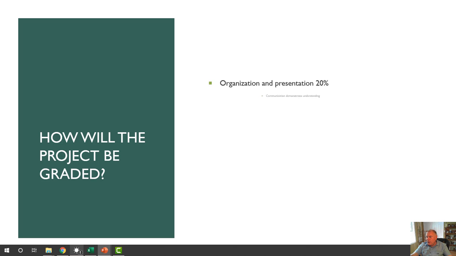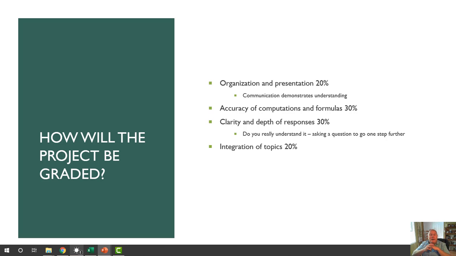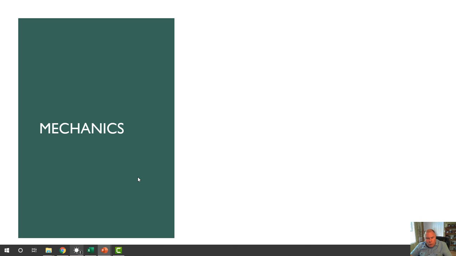How will the project be graded? It's going to be graded by organization and presentation, 20%. Communication demonstrates understanding. If you can't communicate it effectively, then I may not understand. Accuracy of computations and formulas. Check your work. Clarity and depth of responses. Some things you may be asked for, and that's really go deeper. Asking a question to go one step deeper. And then integration of topics. How do you organize this? How does one area impact another? How do they relate to each other? And I think you're going to see they all do, and your challenge is to sort of put them all together.